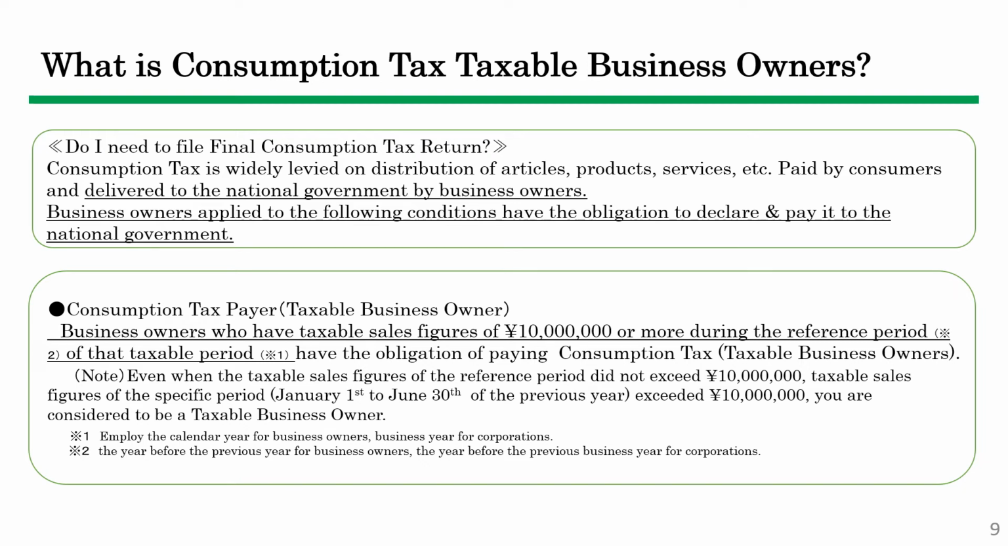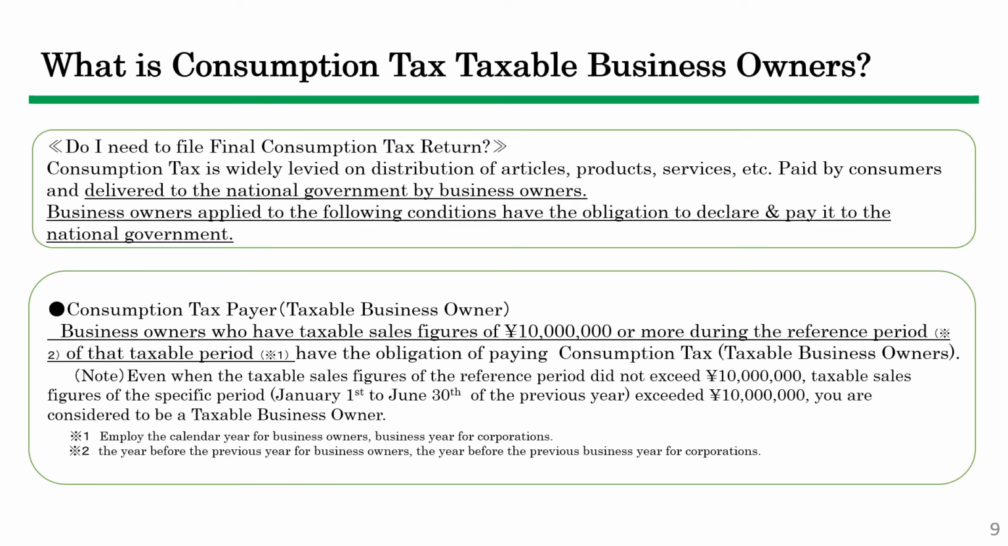In other words, if you had 10 million yen or more taxable sales figures 2 years before making this year's final income tax return, you need to file final consumption tax return aside from final income tax return. Note that even when your taxable sales figures did not reach 10 million yen during the reference period, if your taxable sales figures exceeds 10 million yen during the specific period, then you will be obliged to file final consumption tax return. This specific period means from January to June of the previous year of which you are obliged to declare final consumption tax return.